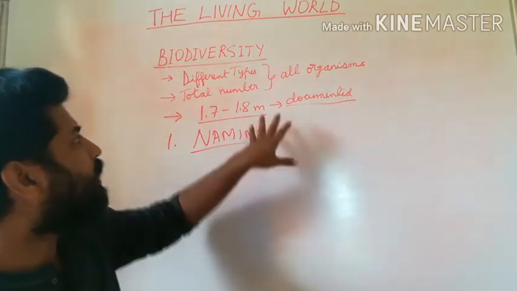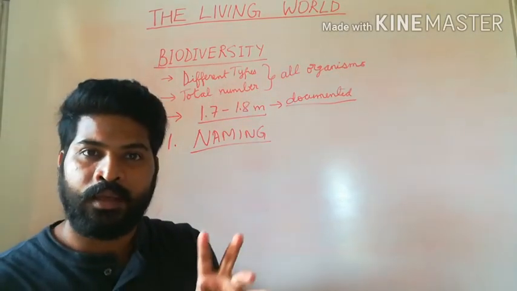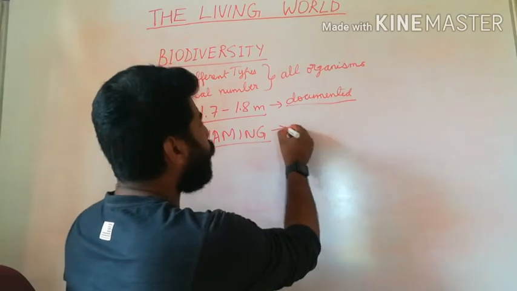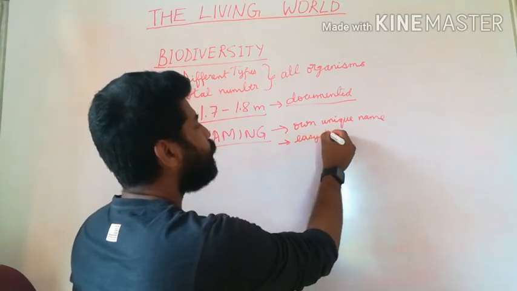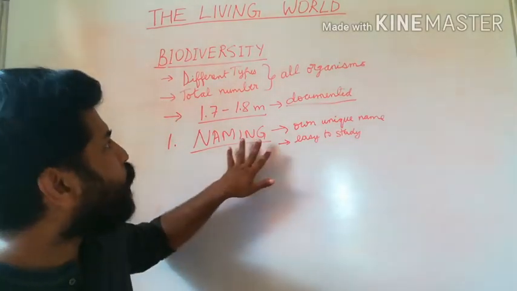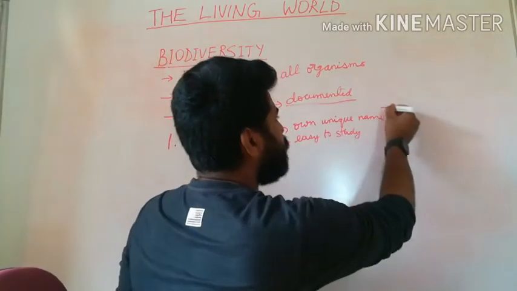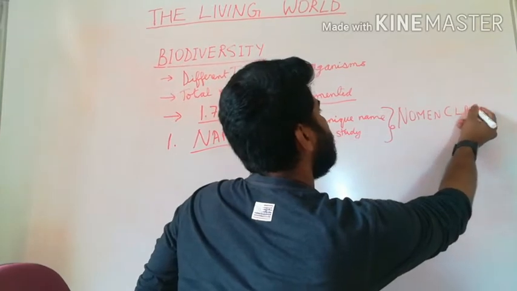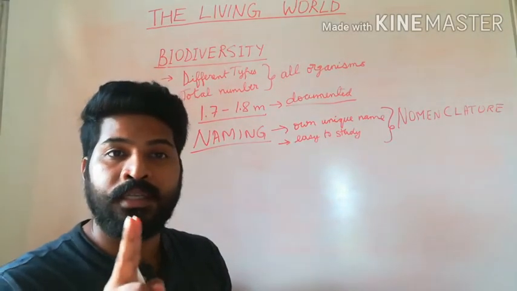Similarly, in a living world where there are 1.7, 1.8 million different organisms, it is very important that every organism should have its own unique name so that it is easy to study these organisms. So that is how we begin the study of biodiversity, by naming an organism. This is what is called as nomenclature. Nomenclature is the naming of each and every organism. No two organisms can have the same name.